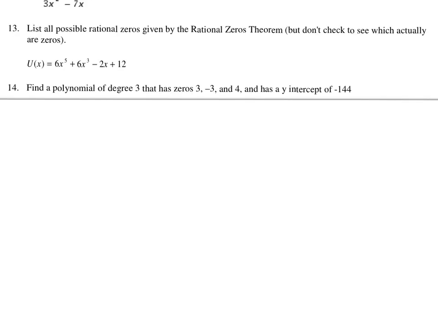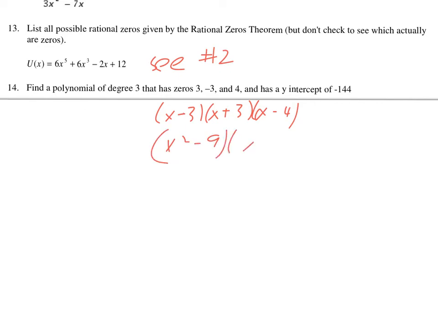All right, number 13, on that one, it's very much like number 2. I already did that one, so if you need help on that one, you can check out number 2. I'll go ahead and do number 14, though. So for this one, we're going to set up our factors here. And then we'll expand it. I'm going to fold these two because they are conjugates. And we get x to the third minus 4x squared minus 9x, and then plus 36.